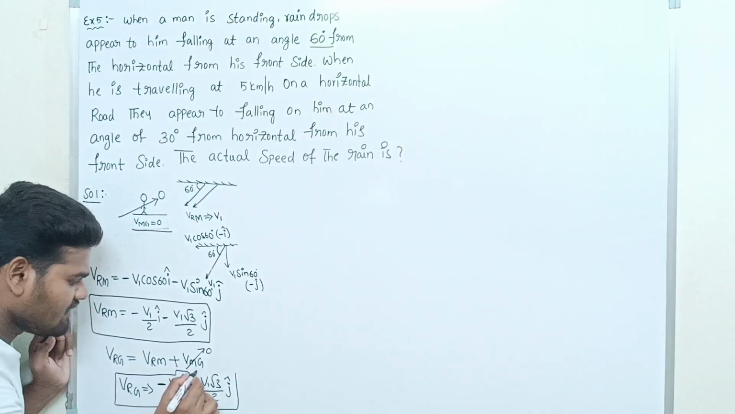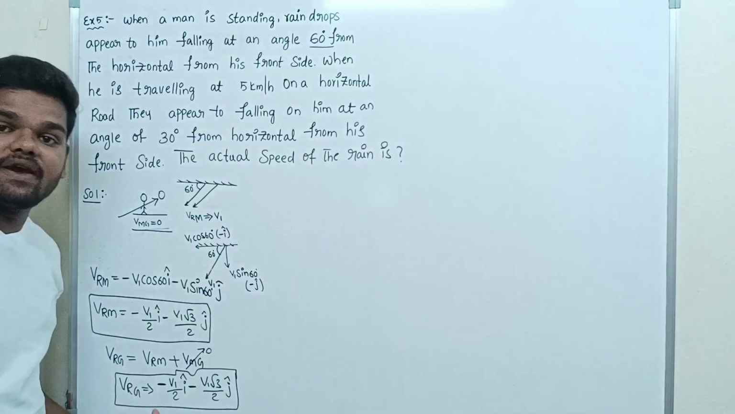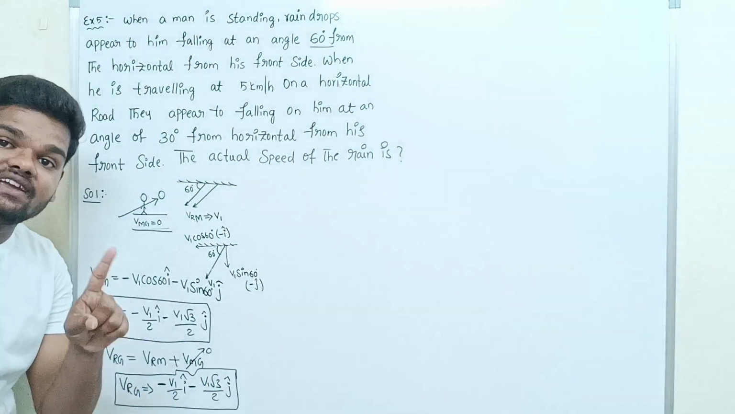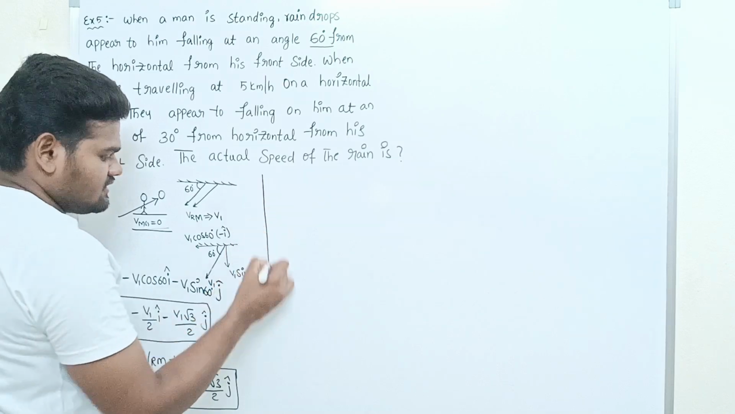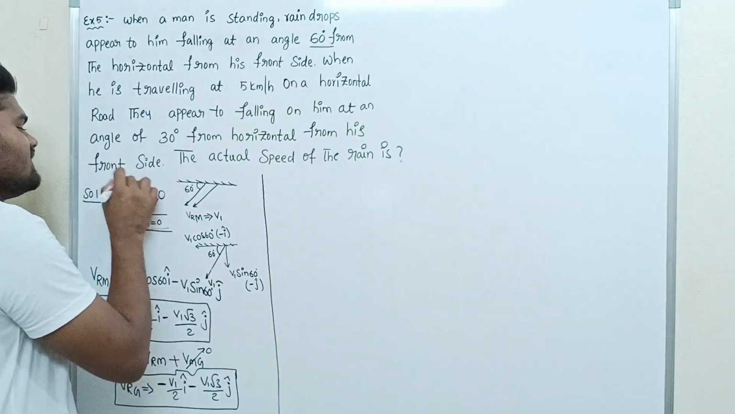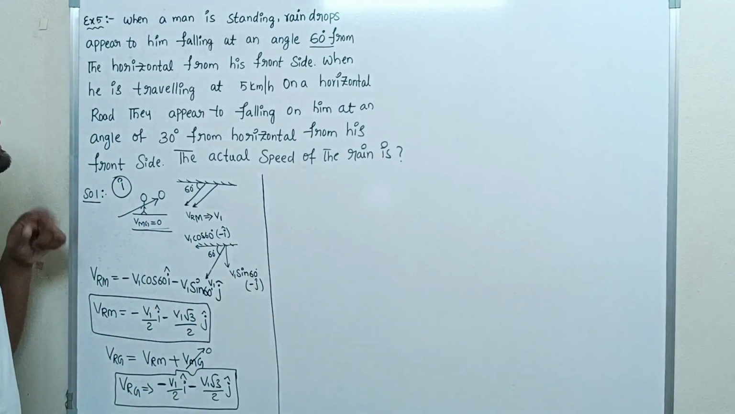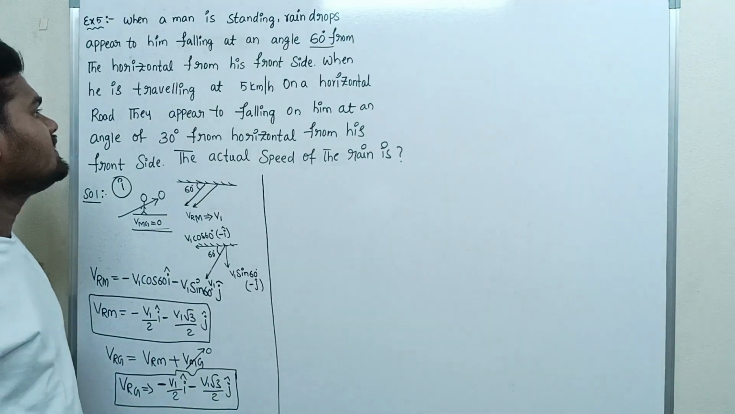So this is the velocity of rain with respect to ground. Are you getting any doubts? Okay, sir. So this is case number 1, when he is standing. So in the second case, what happened?